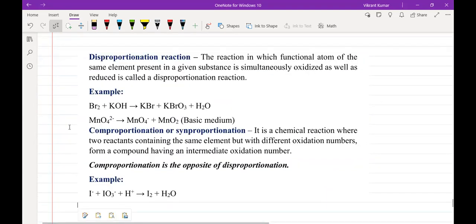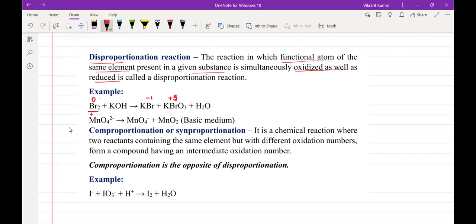So disproportionation implies that the functional atom of the same element present in a given substance is simultaneously oxidized as well as reduced. So if you see Br2, the Br is going from 0 to -1 also, and it is going to +5 also. So 0 to -1 is reduction and 0 to +5 is oxidation. The same element is undergoing reduction as well as oxidation. So that's why it is called disproportionation.